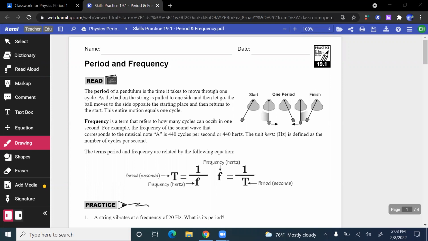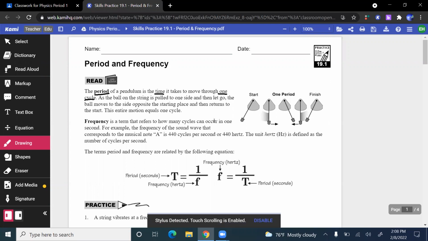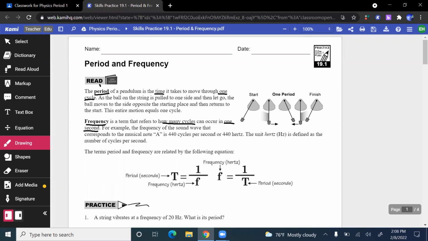Period is the time it takes to go through one cycle. Frequency, on the other hand, is how many cycles occur in 1 second. Period is measured with a capital T, and frequency is described with a lowercase f.